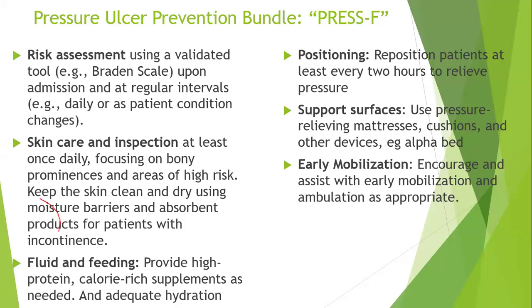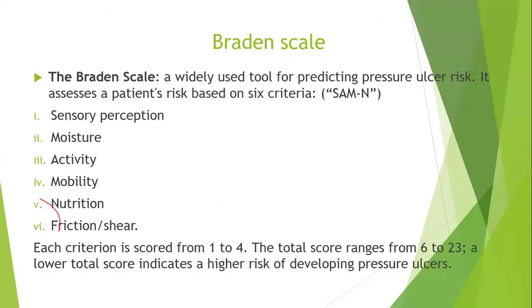Use pressure relieving mattresses. In the third world, I don't know how many of our ICUs have alpha beds or those pressure relieving mattresses and cushions to relieve pressure on dependent areas. As much as possible, encourage and assist with early mobilization and ambulation as much as is appropriate.